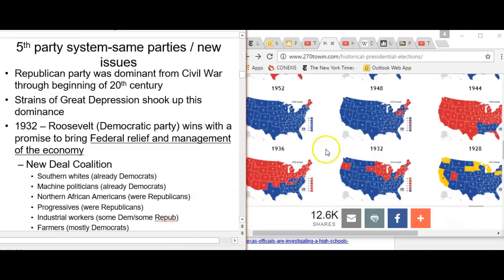Also industrial workers. Now some industrial workers had been Democratic. Some of the ones who were brought in through the machine politics, patronage. But some of them were Republican also, because they had been voting Republican because the Republican Party had been passing and supporting tariffs that were beneficial to industry. And farmers were also part of the New Deal coalition, and they had already been Democratic.